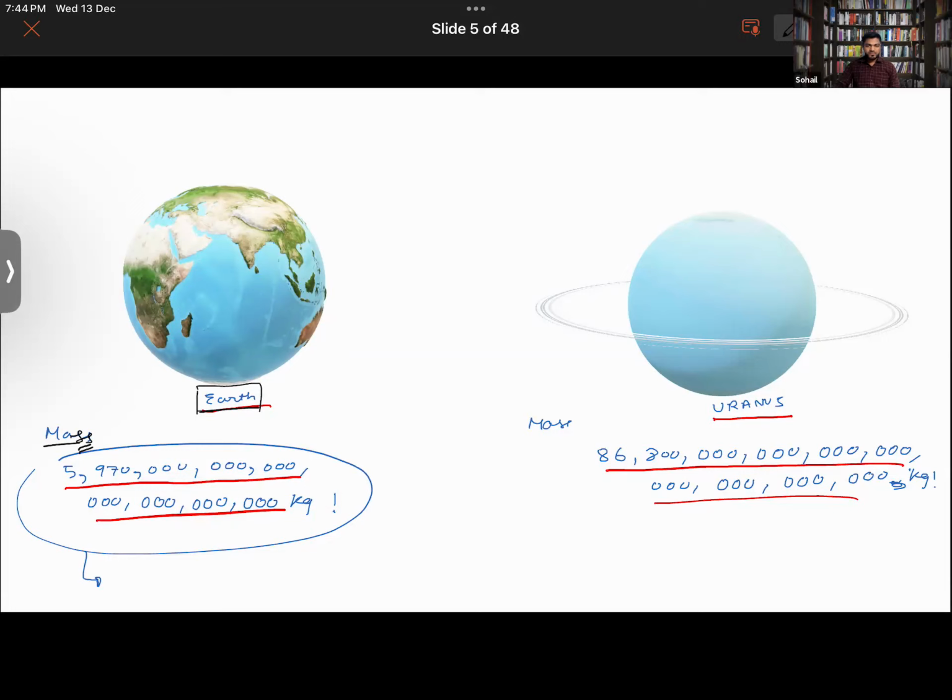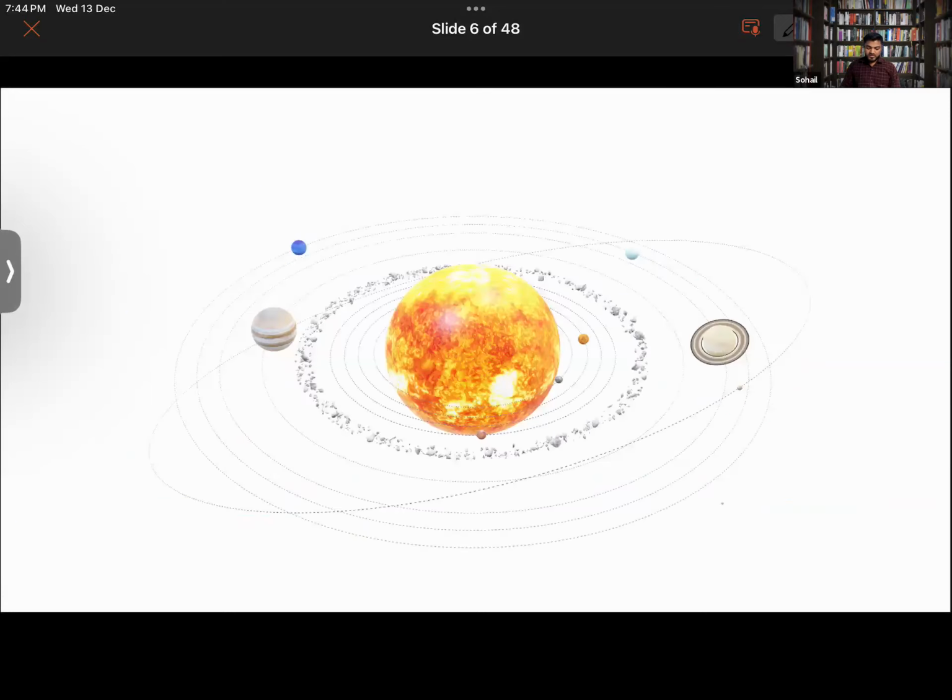5,970 multiplied by 10 raised to the power, how many zeros are there? 22. Okay. So you basically take the first digit, and after the first digit you place a decimal, and after the decimal count how many digits are there. So 1, 2, 3, 6, 9, 12, 15, 18, 21, and 24, right? So I would write 5.97 into 10 raised to the power 24. This is how we used to write numbers in the standard format.